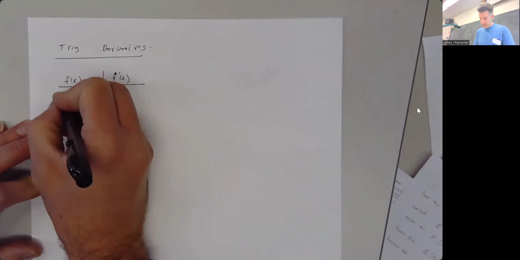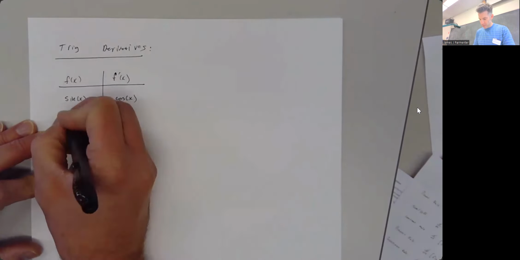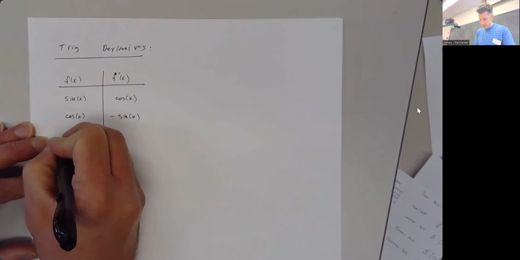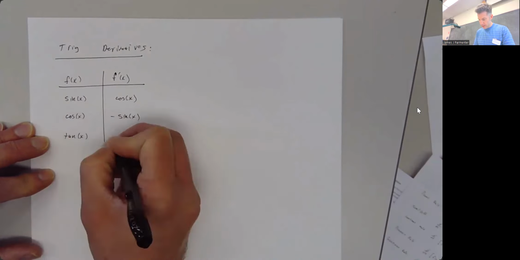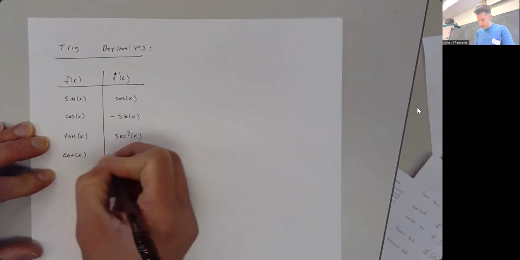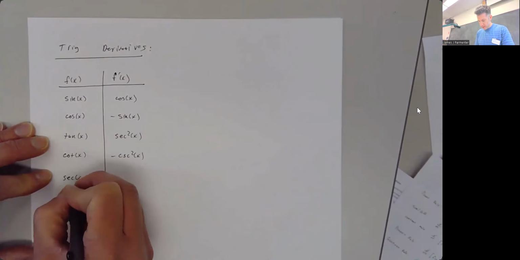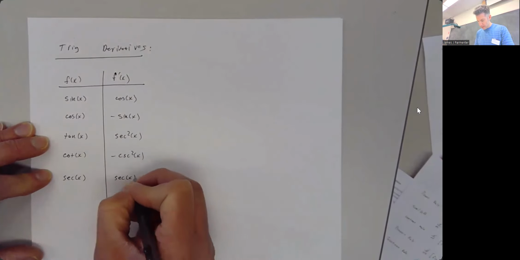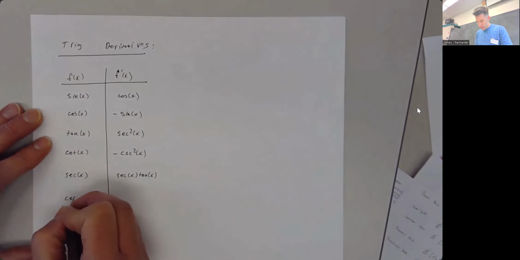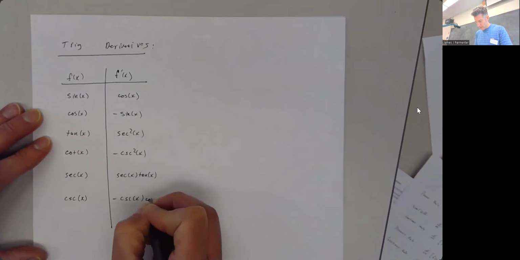So the derivative of sine is cosine. The derivative of cosine is negative sine. The derivative of tangent is secant squared. The derivative of cotangent is negative cosecant squared. The derivative of secant is secant times tangent. I should really be saying of x this entire time. The derivative of cosecant of x is negative cosecant of x times cotangent of x.